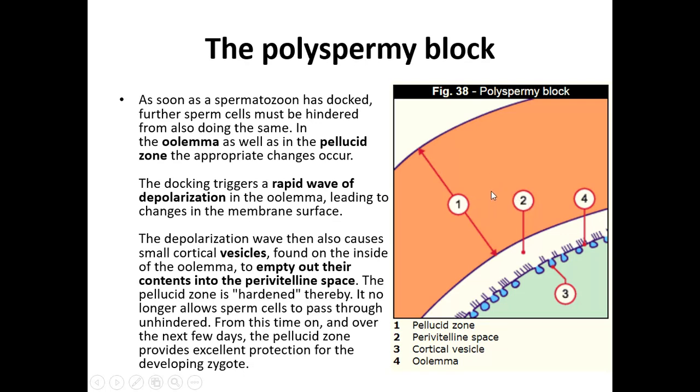If suddenly polyspermy happens, when two or three or even more sperm cells enter inside the ovum, we have a cell which is unable to survive. And so it is a weak mechanism of polyspermy block. It is a reason for different pathologies, including infertility.